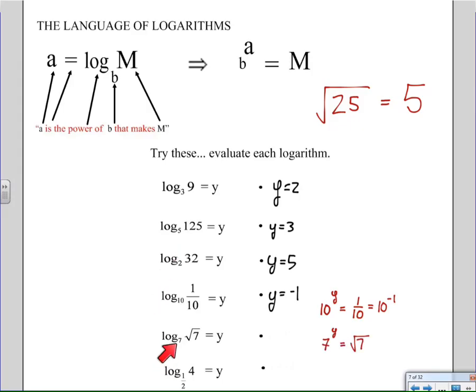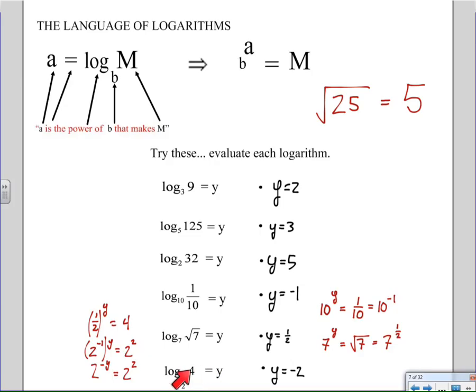Similarly, I'm asked to find the log base 7 of the square root of 7. You may or may not recall that the square root of 7 is really 7 to the 1/2 power. So the exponent on 7 that produces the square root of 7 happens to be 1/2. So y equals 1/2. The last exercise can be really complicated for some people; it basically depends on your skill set. The question is, y happens to be the exponent on 1/2 that produces the number 4. I don't know what to do, so I just mess around, and I remember 1/2 is really 2 to the negative 1. That's where I say 2 to the negative y is equal to 2 squared, and that means negative y equals 2, or y equals negative 2.